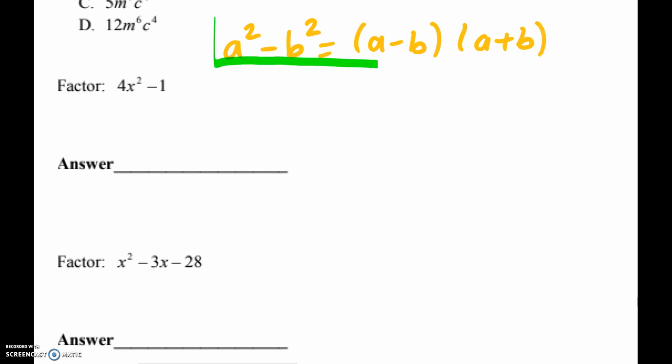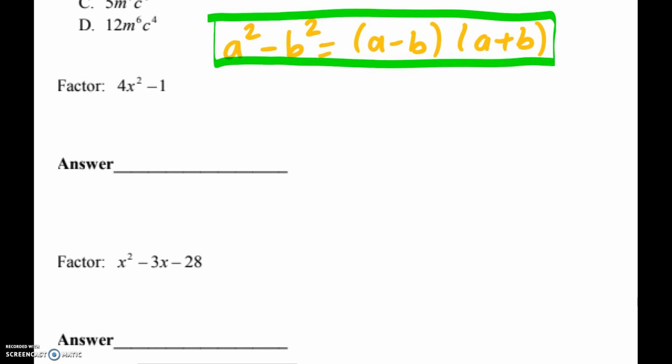Factor 4x squared minus 1. I want you to remember difference of two squares. A squared minus b squared is actually a minus b times a plus b. This is extremely important.